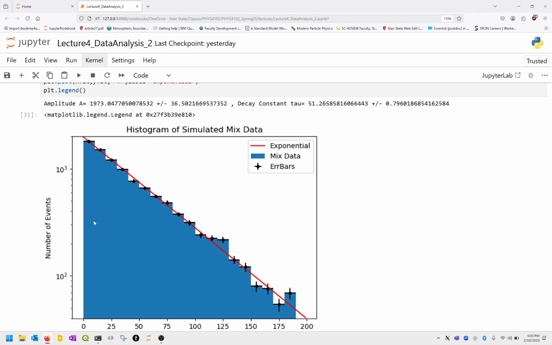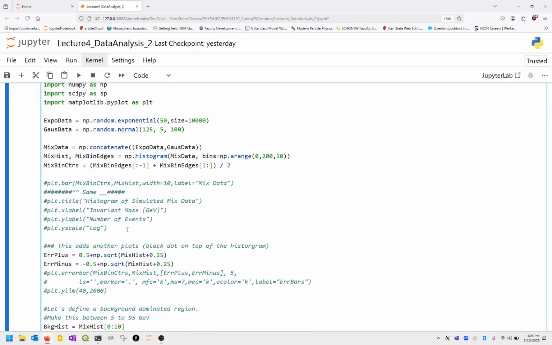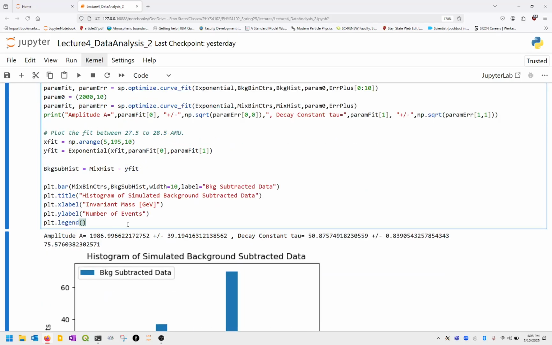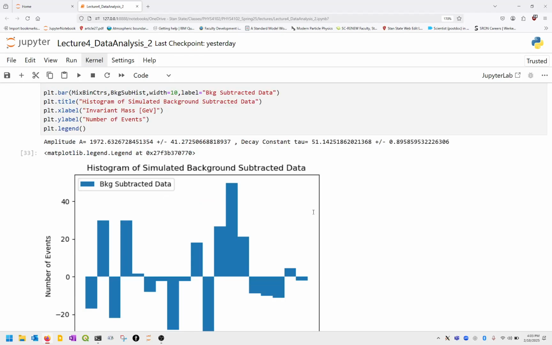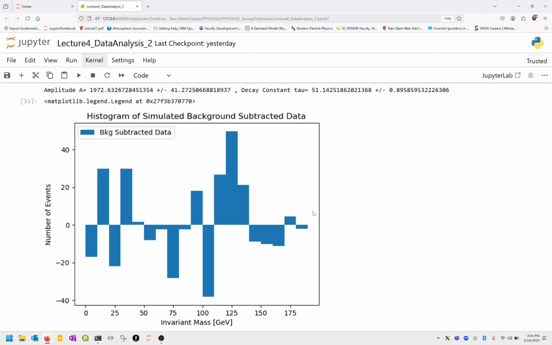So you can see in the background dominated region, they're pretty close together, so you should end up pretty close to 0. But when you hit the signal region, that's when they're going to be different from each other. So you just subtract those two numbers, and you're going to get close to what you expect the signal to be. In fact, if you run this little subtraction code and then plot the background subtracted histogram, you're going to see something like this.